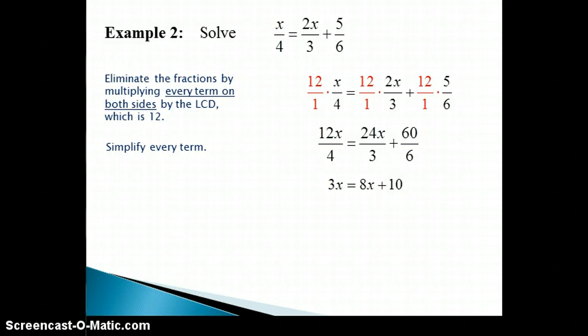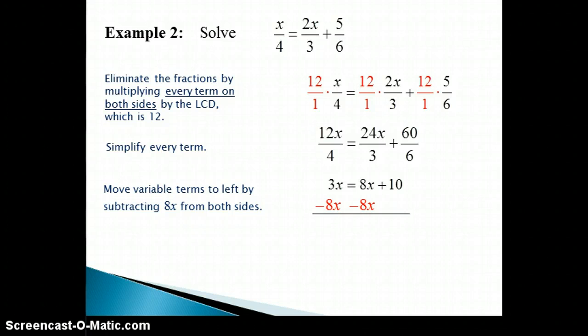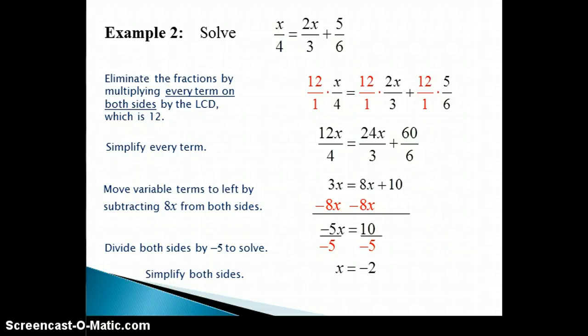Next, we need to collect the variable terms to one side. Since there's only one constant term and it is located on the right side, we need to move the variable terms to the left side. And we do that by subtracting 8x from both sides. This leaves us with -5x equals 10. So now we divide both sides by -5 to finish solving the equation. And simplifying both sides, we obtain our solution, which is x equals -2.